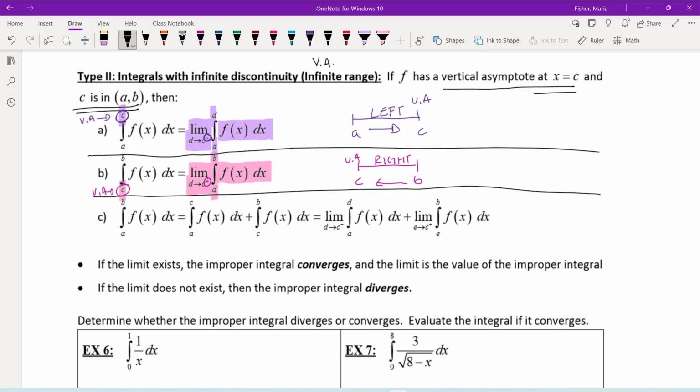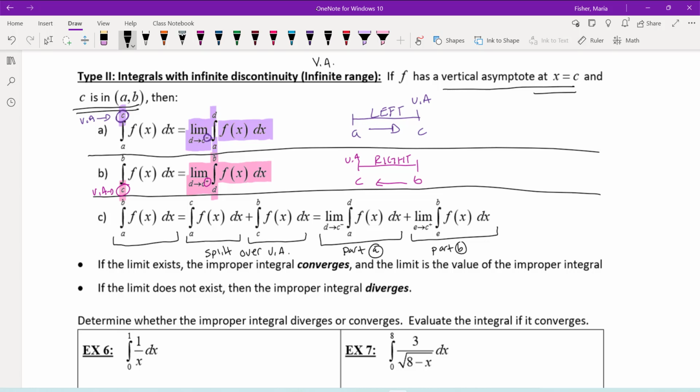The last one is just looking at if your vertical asymptote happens between a and b, you split yourself up over your vertical asymptote. And then, if you look at it, this piece here is the same as part A, and this piece here is the same as part B.